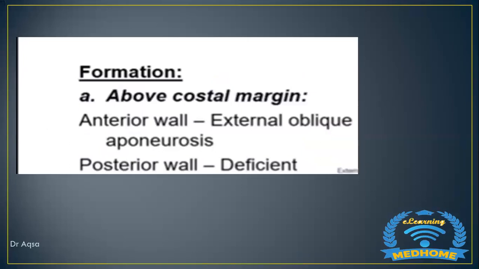So if we divide, the costal margin and the arcuate line are the boundaries for us: above, in between, and below. Above the costal margin, we will find the aponeurosis of the external oblique muscle anteriorly, and posteriorly, the rectus sheath is deficient.